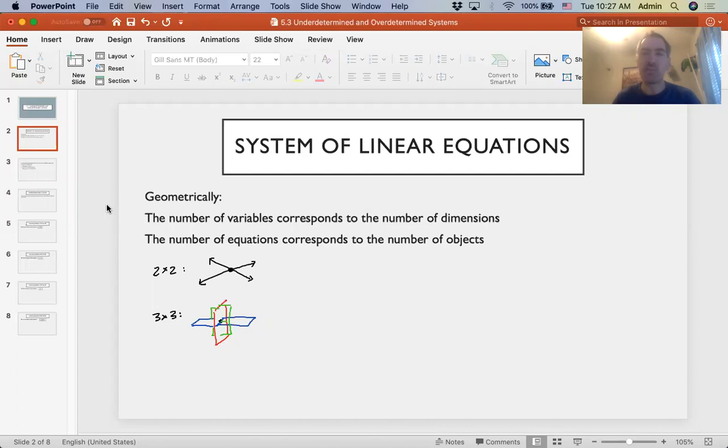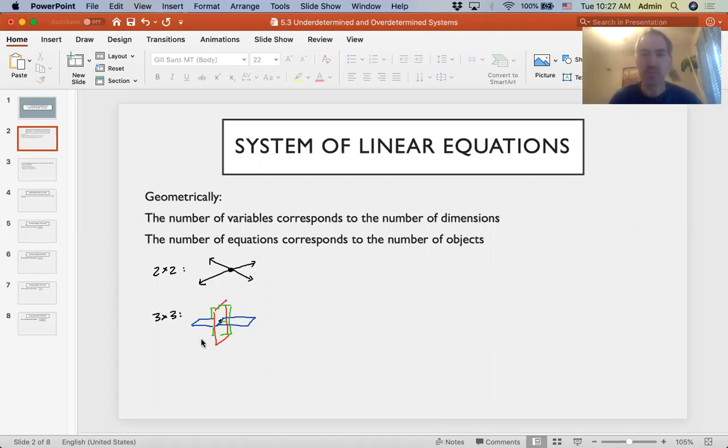So if we have 2 equations and 2 variables, then we have 2 lines, as in this 2 by 2. Now, if we have 3 equations and 3 variables, we're working with 3 planes. Planes are a little more difficult to visualize because we're in 3 dimensions, but I've got 3 planes here in 3 different colors, blue, green, and red. And you can see how they intersect. In the 2 by 2, they intersect at exactly 1 point, so we have a unique solution. In this 3 by 3, we also have a unique solution.